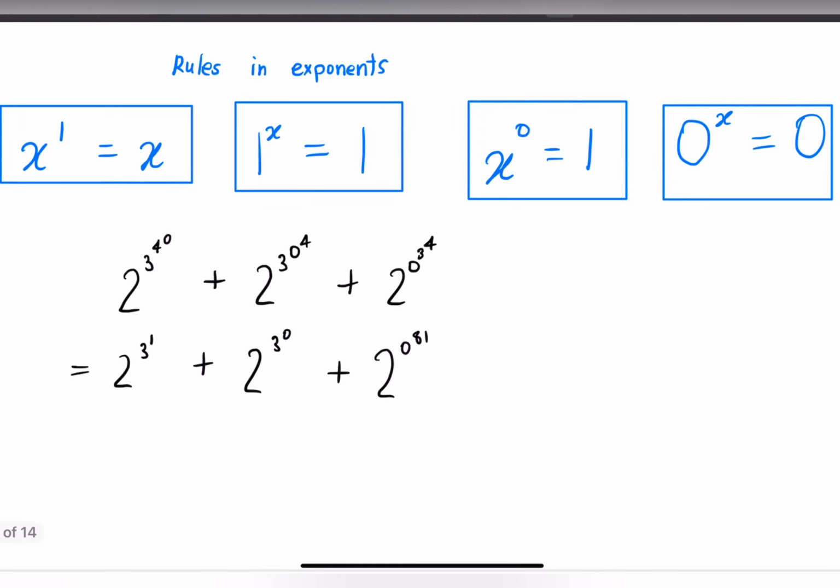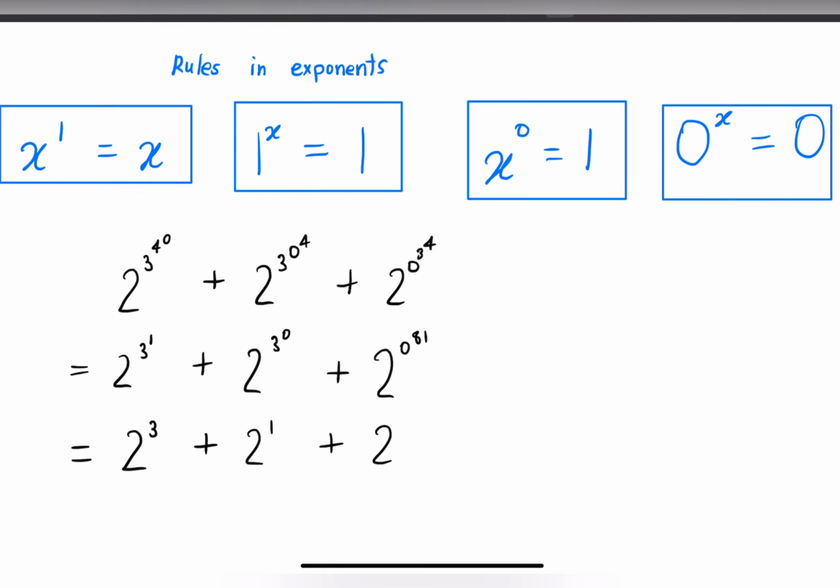So now it may seem like we have a simpler question, and we're going to go ahead and simplify it even more. Now we have 3 to the power of 1. Now, what is x raised to the power of 1? x. So that doesn't affect the 3, that just keeps it 3. So that gives us 2 to the power 3. Then we have 3 to the power of 0. And what is x to the power of 0? 1. So that gives us 2 to the power of 1. Now we have 2 to the power 0 to the power of 81.